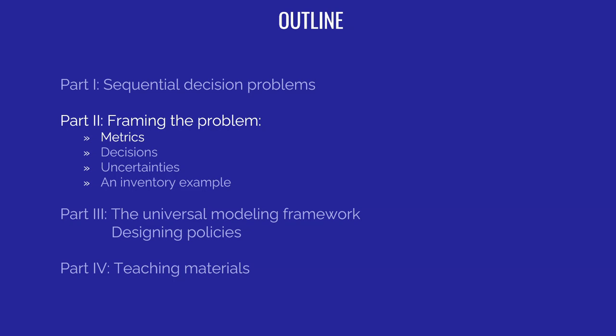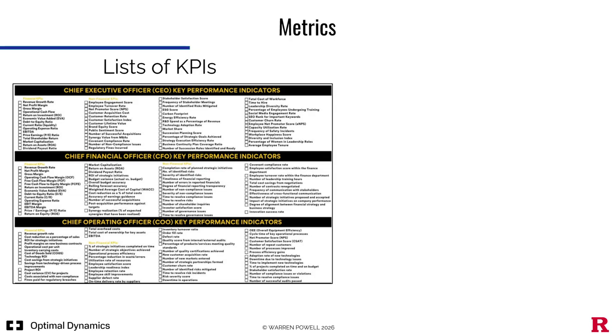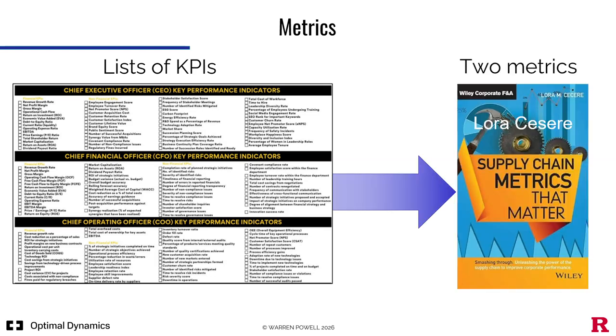Okay, let's start off with metrics. Now, business is very familiar with KPIs, okay? And companies love having long lists of KPIs for each individual. Here's one for CEOs and CFOs and COOs. Now, I enjoy the work of Lora Cecere. She's a very well-known influencer on LinkedIn, with over 300,000 followers. She's an expert, a deep thinker about supply chain management. She's not a mathematical person, but she's an analytical thinker.